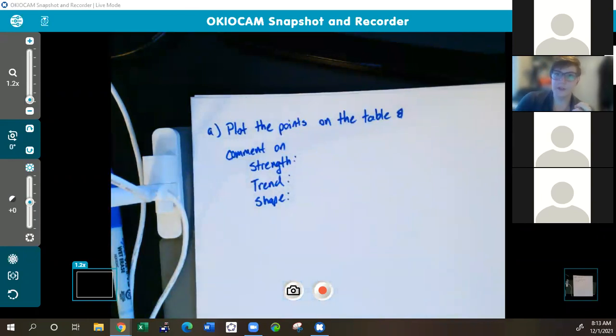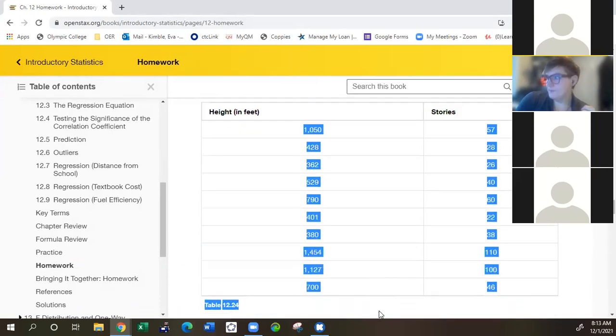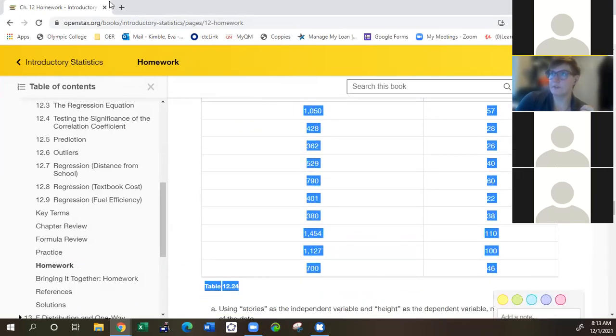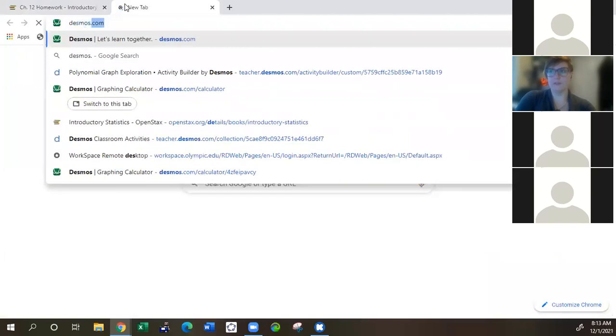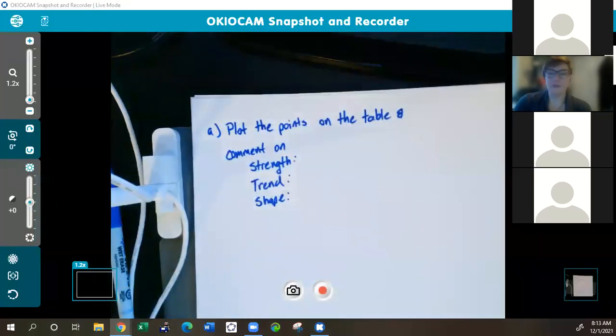So remember, to do that, you are going to copy this data, and then go to Desmos and paste it in. All right, I'm going to go ahead and put you guys in a breakout room for about 3 minutes so you can talk to each other and share what you think the strength, trend, and shape are.